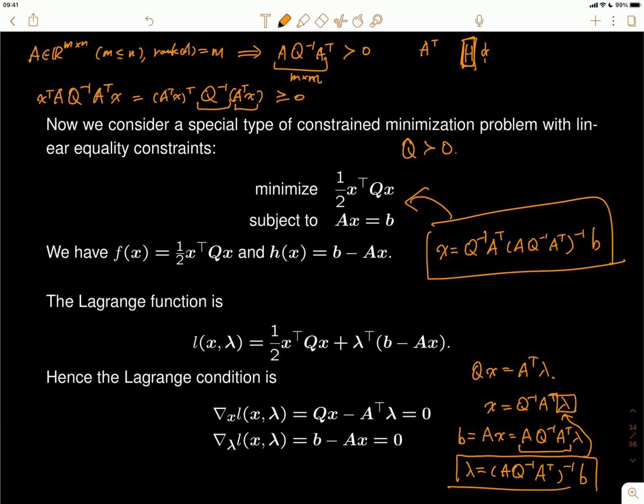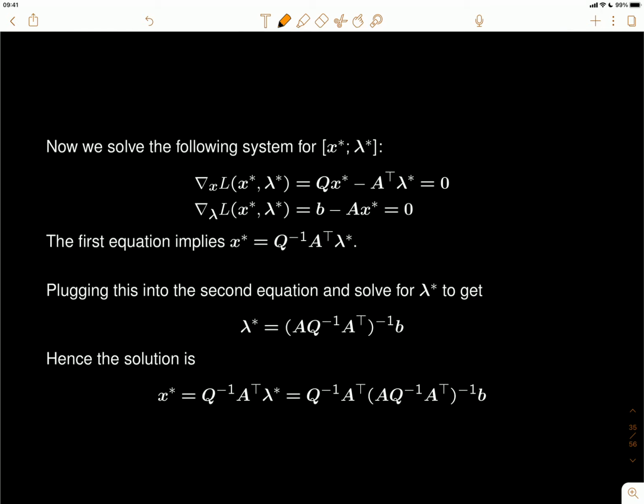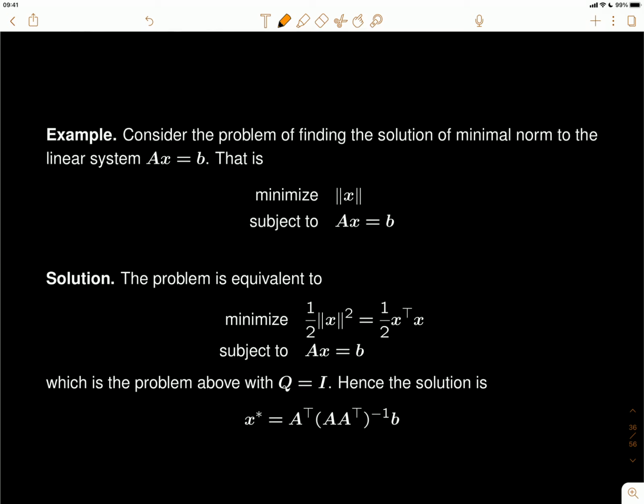That's exactly the steps I described earlier, and you can go through them and see how to use them. Now let's look at an application of the result we just got. Say we're trying to minimize the norm of x subject to the constraint A x equals b. This is called the minimum norm solution of a linear system. Since A is an m by n matrix with rank m, A x equals b has infinitely many solutions.